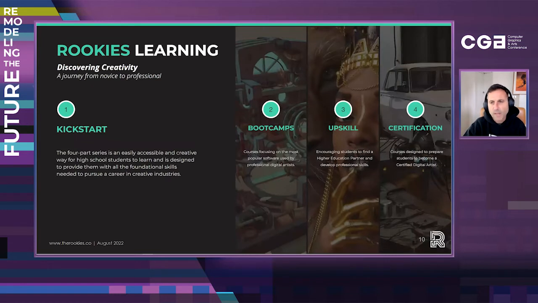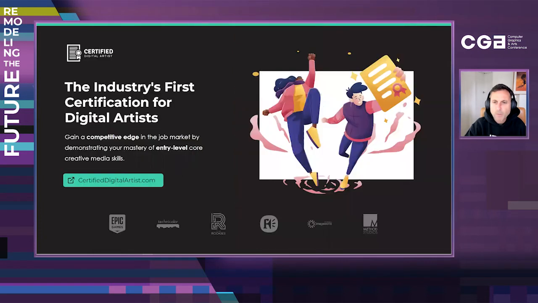And this is the roadmap that we're looking at. The Kickstart or the learning section right now is where we're really focused. And then the upskilling is when you're going to higher education, to those certified schools, the ones that we mention in our rankings. Then that's stage 3, right through to certification. And what I mean by certification is that we actually released a certified skills platform earlier this year called CertifiedDigitalArtist.com.